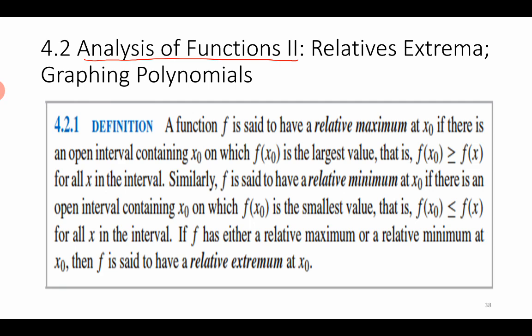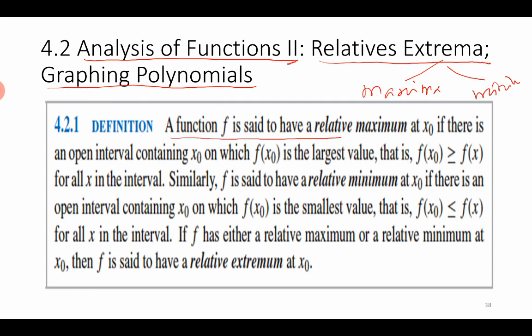This video is the second part for week 12, in which we will discuss chapter 4.2, Analysis of Functions 2, in which we are going to discuss relative extrema. Extrema is the common word for maxima and minima, and graphing polynomials. Okay, what is a maximum or minimum?